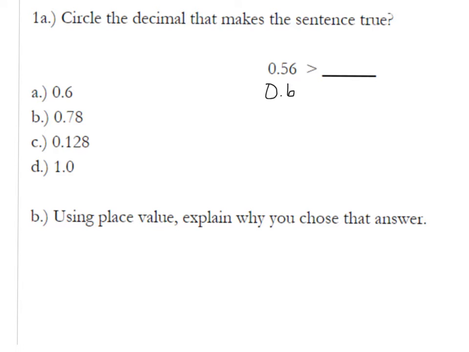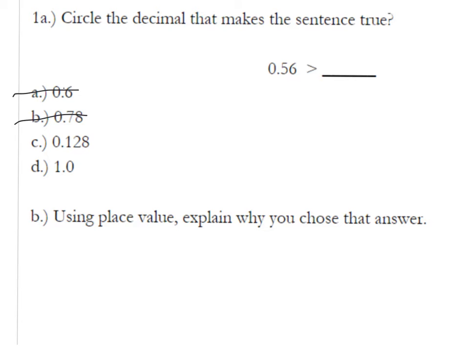So we know A is not correct. So I will erase that, and we will cross out number A. Let's see if B is correct, though. It says 78 hundredths. Let's see. 78 hundredths has the same amount of digits as 56 hundredths, and I know 78 is bigger than 56. So that is not the correct answer either. So I'm going to erase that and cross off B because B is not our correct answer.